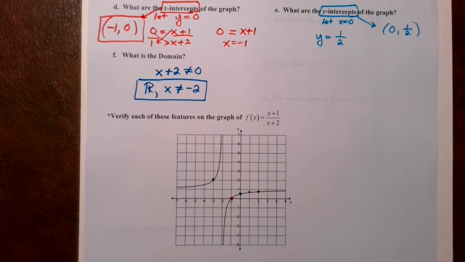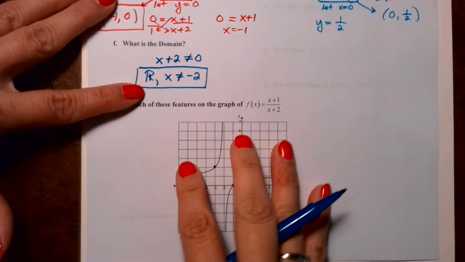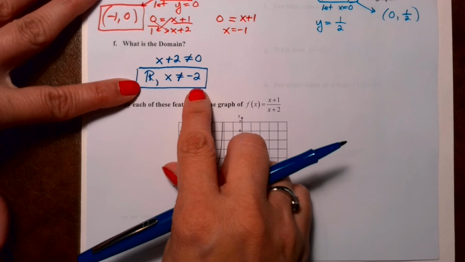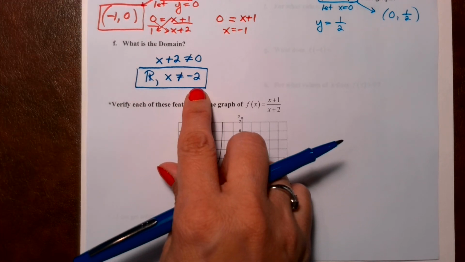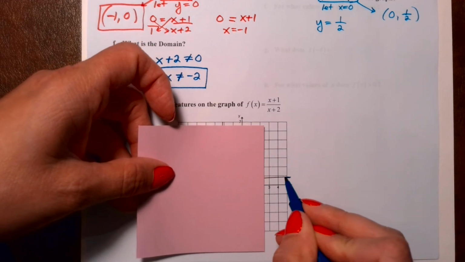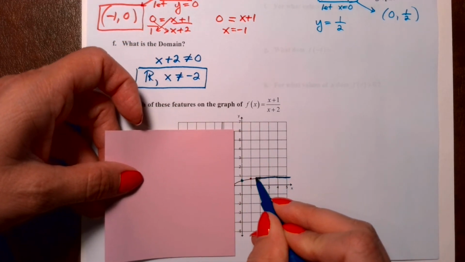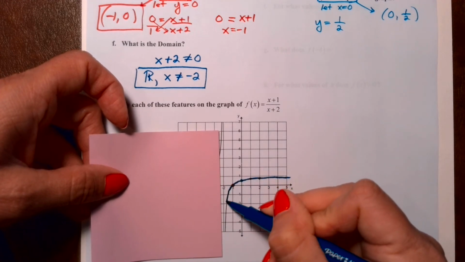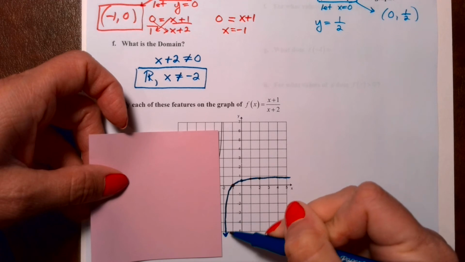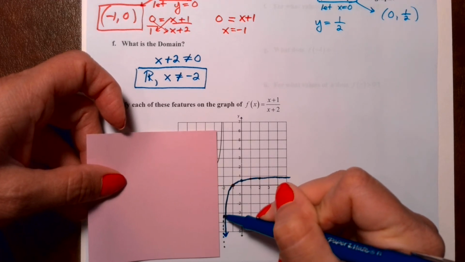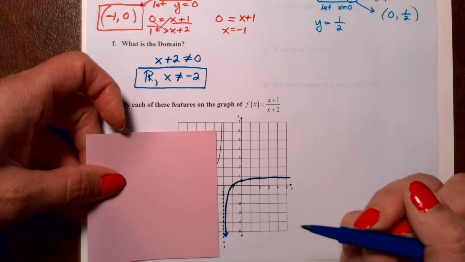And finally, what is the domain? Okay, so we figured out that there should be a graph everywhere except not at negative 2. So if you'd like to take a piece of paper and look, is there a graph here? Yep, there's graph, there's graph, there's graph. Uh-oh, what's happening here? It's going down, down, down, but it looks like it's getting asymptotic, so it's not touching. What value is this? Oh, it's not touching -2.